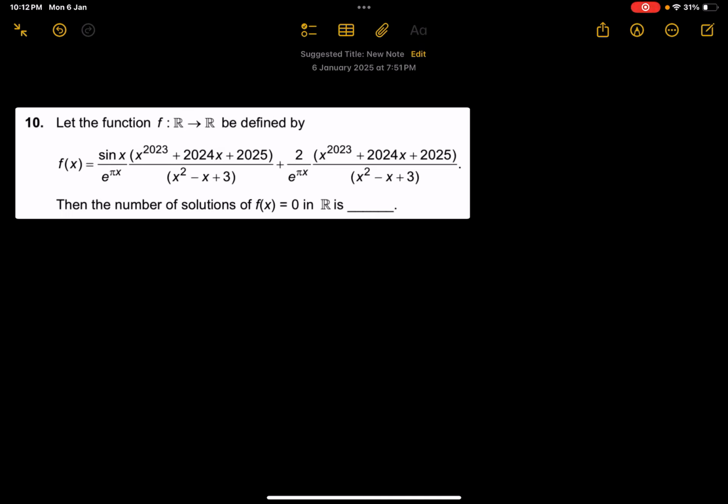We have another question from functions. So we are required to find the number of solutions, or rather the number of roots, of this function.